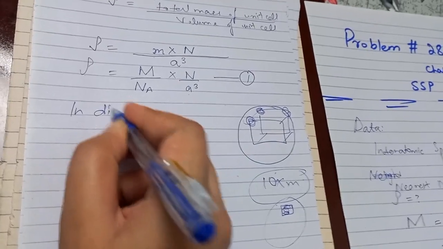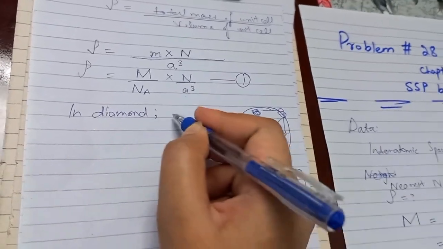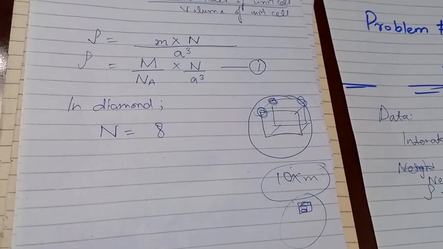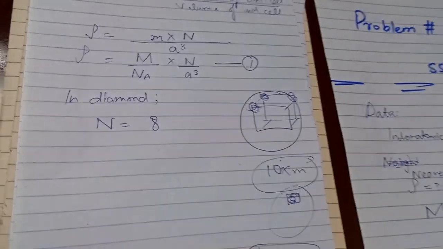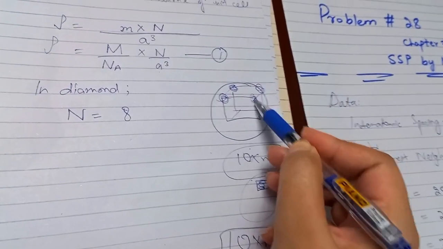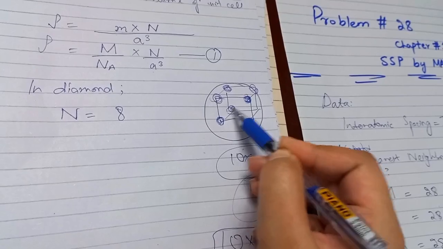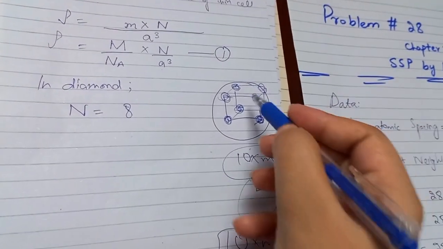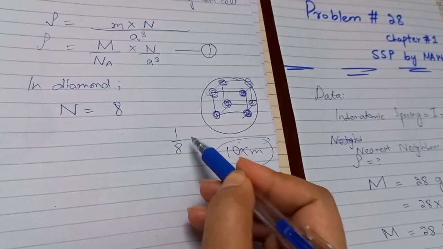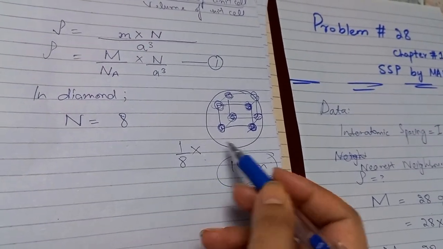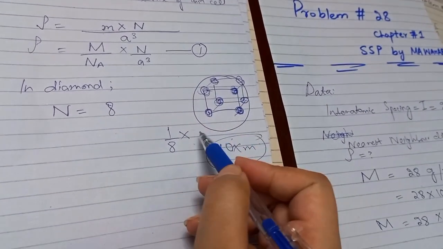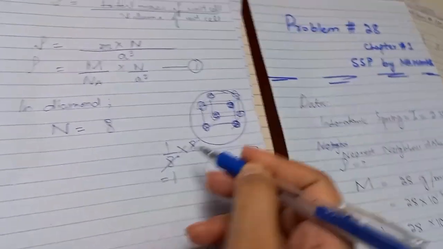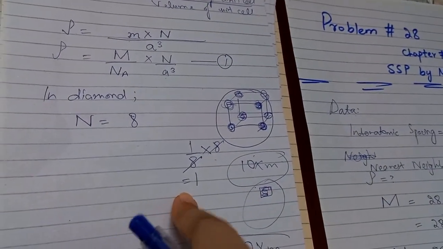In the diamond structure, the net number of atoms per unit cell is 8. There is no time to justify it fully. In diamond we have 8 atoms at the corners of the cube, and only 1/8 of each is contributing to the unit cell. So 1/8 into 8 gives you 1. The corner atoms contribute as a whole 1 to the unit cell.